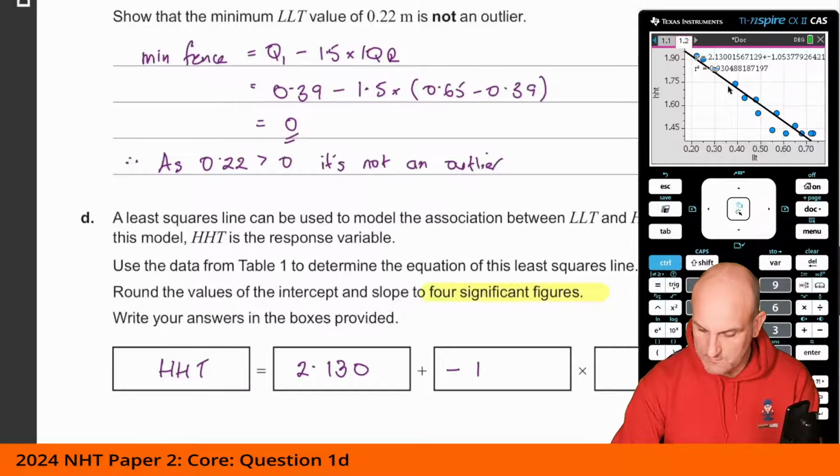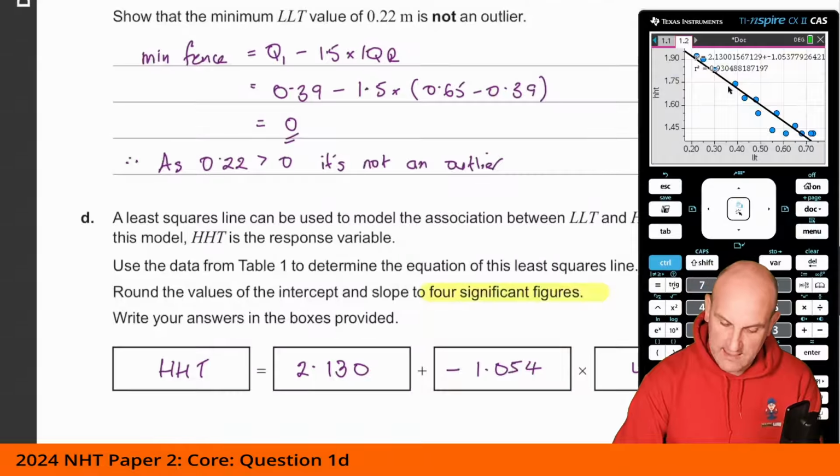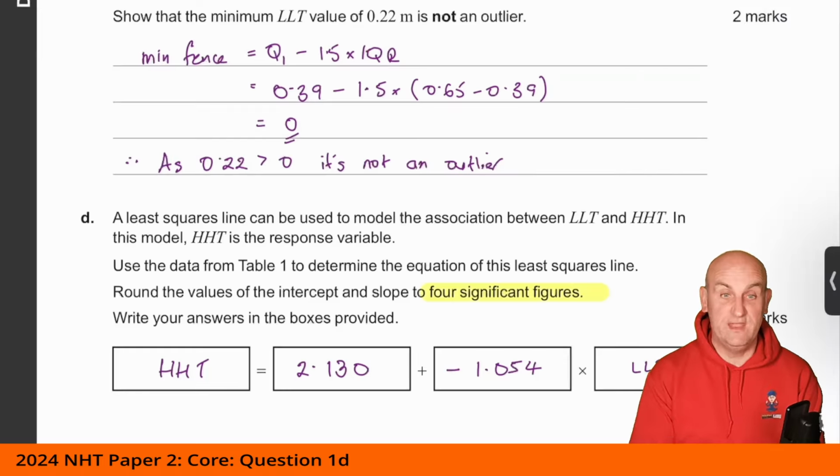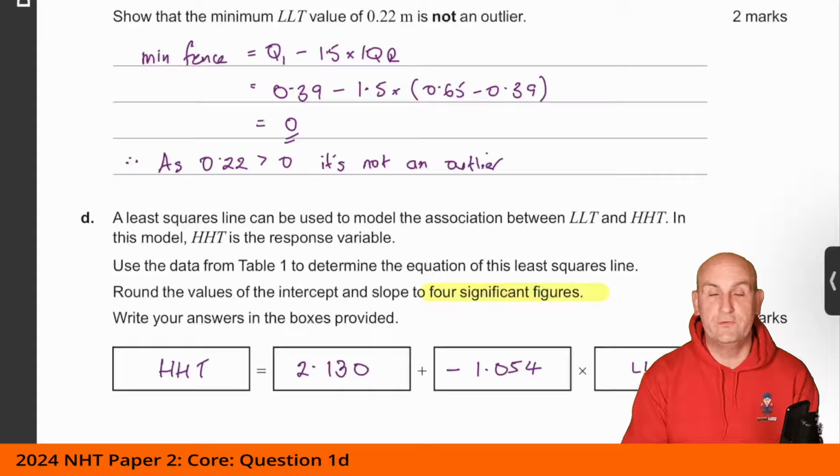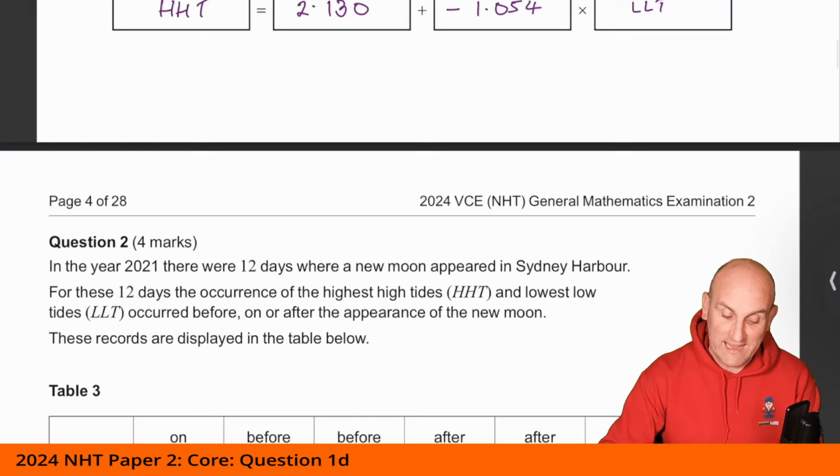So it's minus 1.054 times LLT. And there we go. As far as I'm concerned, turning that off, you'll end up with, I think, the 2 marks for that. How they'll give the 2 marks, I can't really tell you because I don't actually work for VCAA.